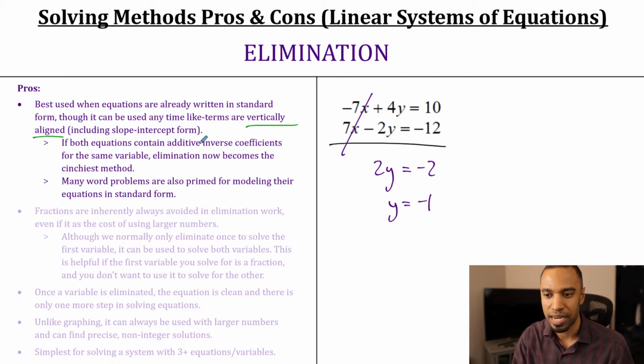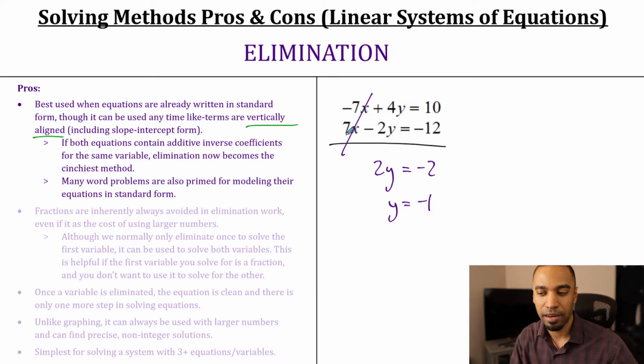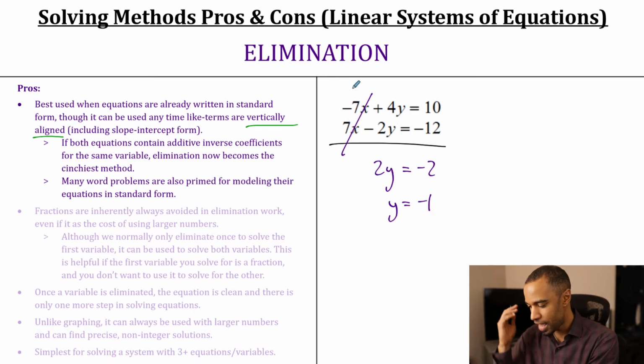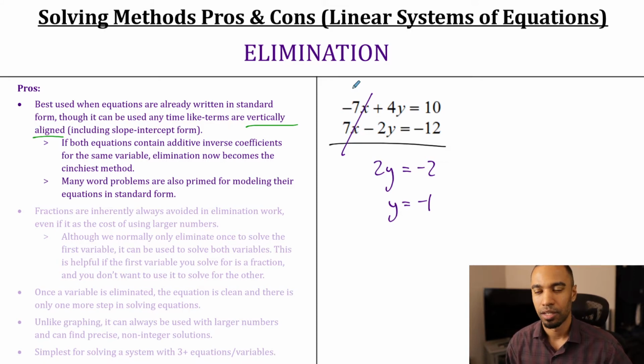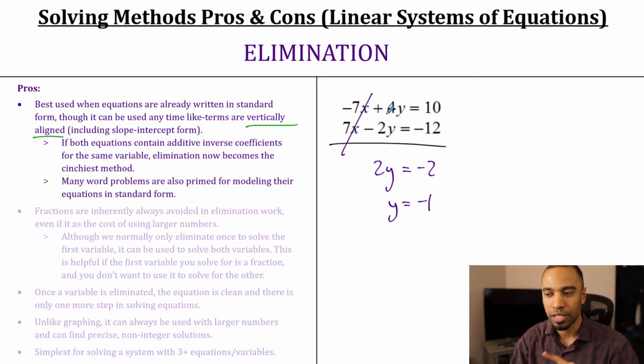If both equations contain additive inverse coefficients for the same variable, elimination becomes the cinch method. That's what I just did here. -7 and 7 are additive inverses. Add, eliminate, done. Don't try to do anything else to isolate a variable or graph this.